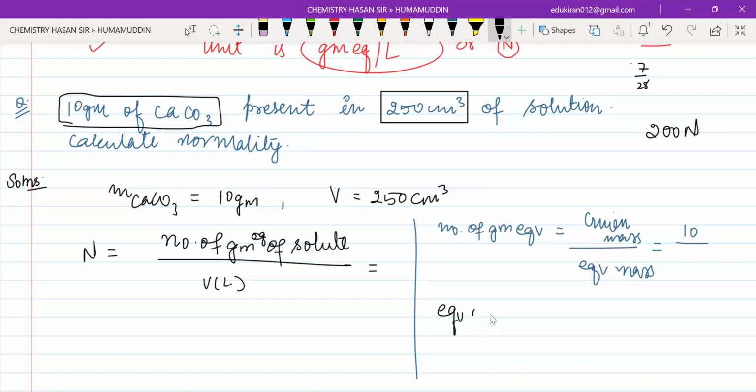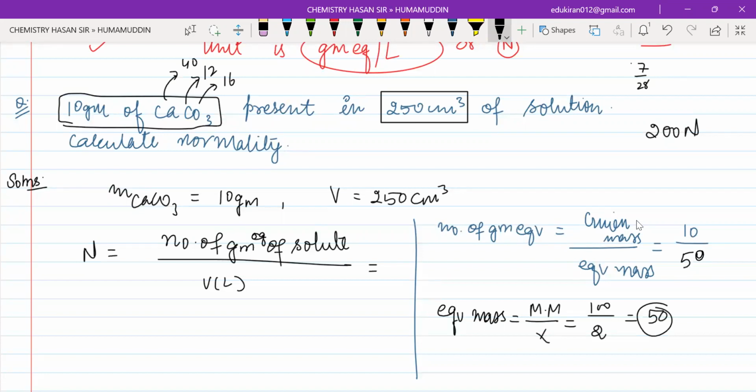For equivalent mass, the formula is molar mass upon X. Molar mass of CaCO3, if you calculate, Ca has atomic mass 40, C has atomic mass 12, and O has atomic mass 16. If you calculate it, you will get 100. And X, since it is a salt, if you dissociate it, you will get 2. So 50 is the equivalent mass. You write 50 here, and the number of gram equivalent you have got is 1/5.